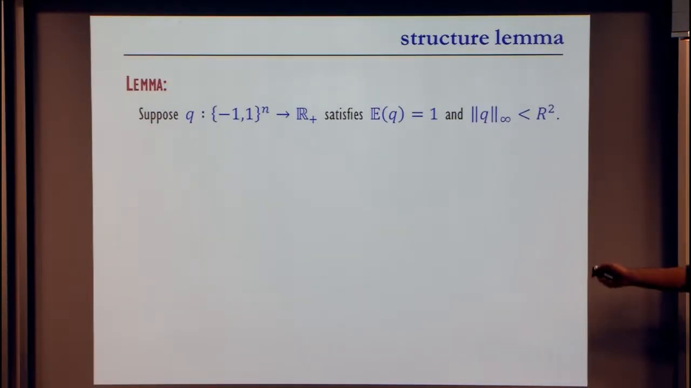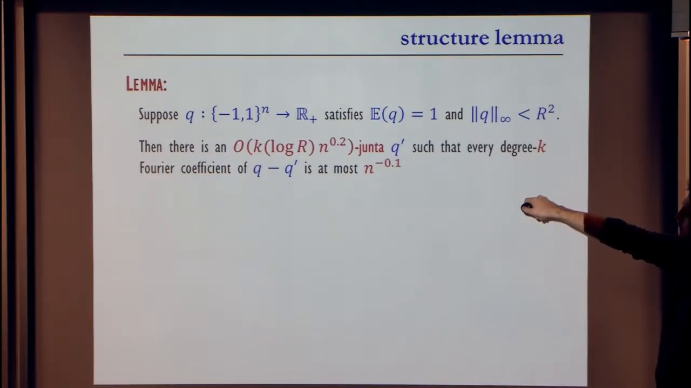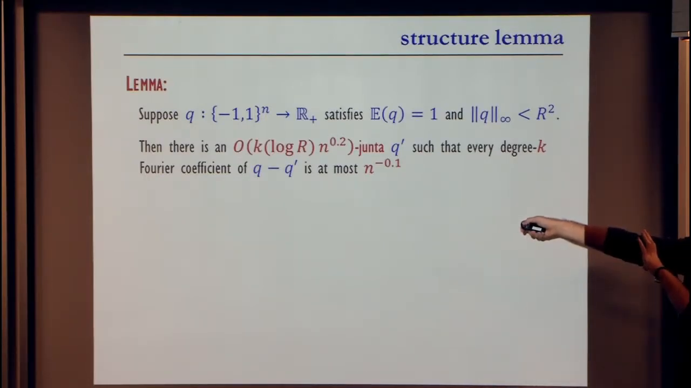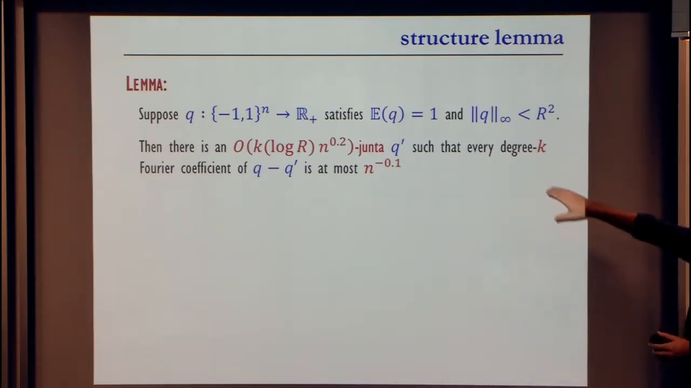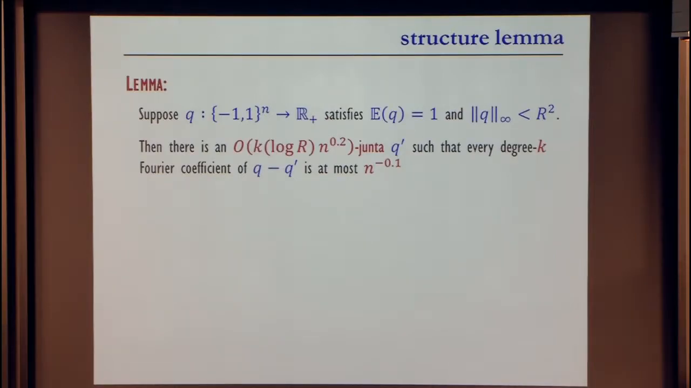Now we have our functions that satisfy this kind of L infinity bound. Now we want to prove some structural fact about them. We'd like to prove that every such function is well approximated by a junta. Then we'd be done, because we prove lower bounds against n to the 0.2 juntas. That's way too much to ask, but here's what one can prove, and the proof is very simple. There exists a k times log r times n to the 0.2 junta. Think k is something small; k is even a constant for us, and log r is also small. So really, these things are much smaller than n to the 0.2, and you should focus on n to the 0.2 here. This is an n to the 0.2 junta q prime, such that every low degree Fourier coefficient of q minus q prime is small. So q prime is a junta that approximates q.